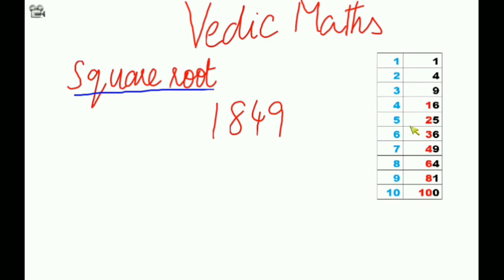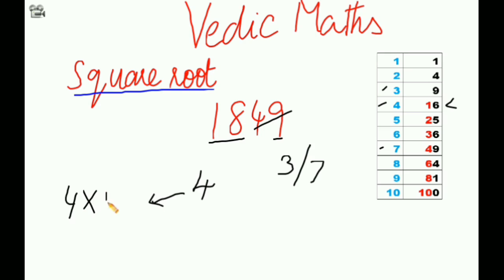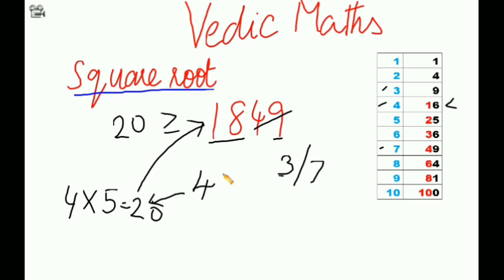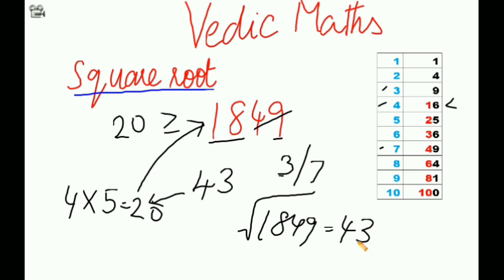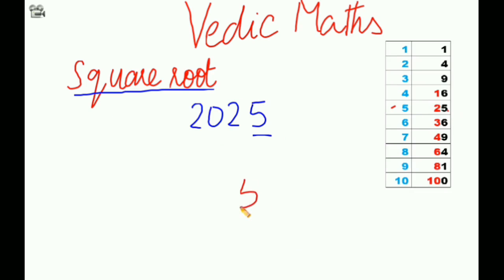Let's see one more example. 1849. 9 is the last digit. 9 comes in 7 and 3. So write both. Eliminate two digits. Remaining is 18. Look in the table. 16 is lesser than 18. So 4. 4 is the first digit. Next step, 4 into 5 is equal to 20. 20 compare with 18. 18 is lesser than 20. So you have to choose 3. 43 is the square root of 1849.